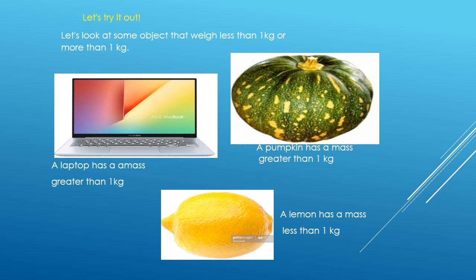So if we have a light object, we use grams. If we have a heavier object, we use kilograms. So please don't forget what I told you. 1000 grams is equal to 1 kilogram.